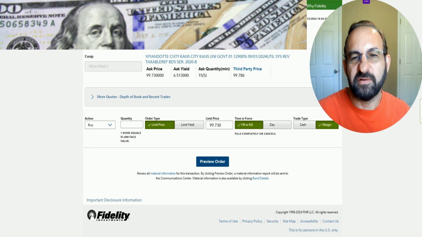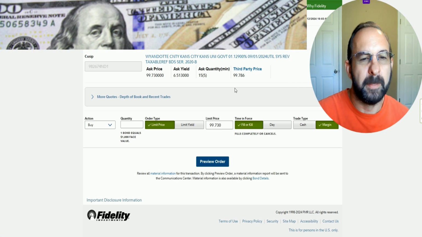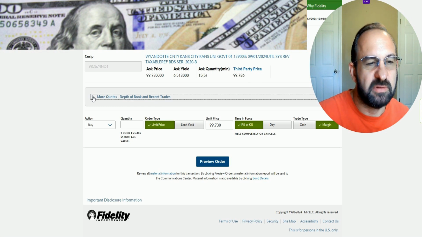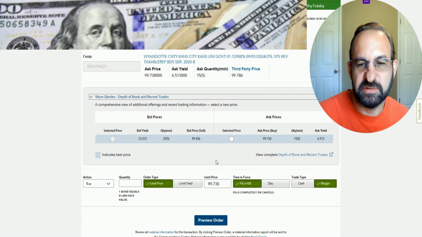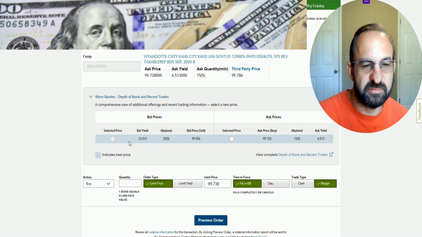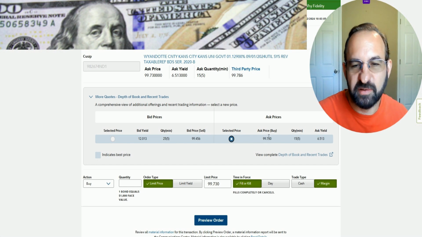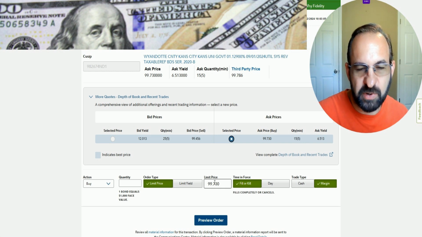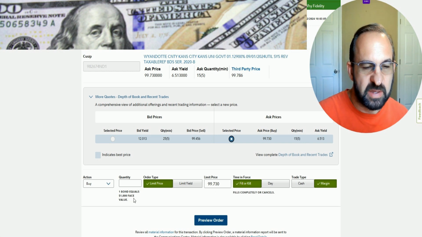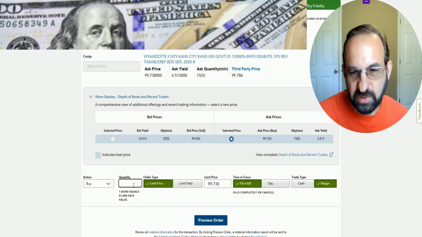Okay, you click buy, this comes up. I'm going to have to black out this area up here for our information. But the depth of book that we just talked about, you select the ask prices, my bad, ask price, and you get 5. And then this is populated right here at 99.73. And right below the word quantity, it says 1 bond equals 1,000 face value. So we had to do 5.